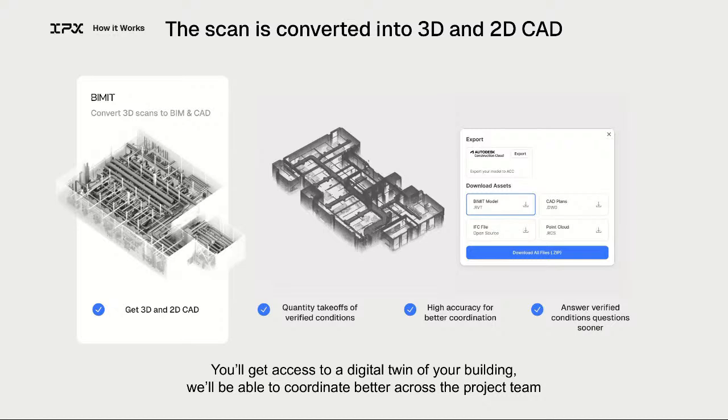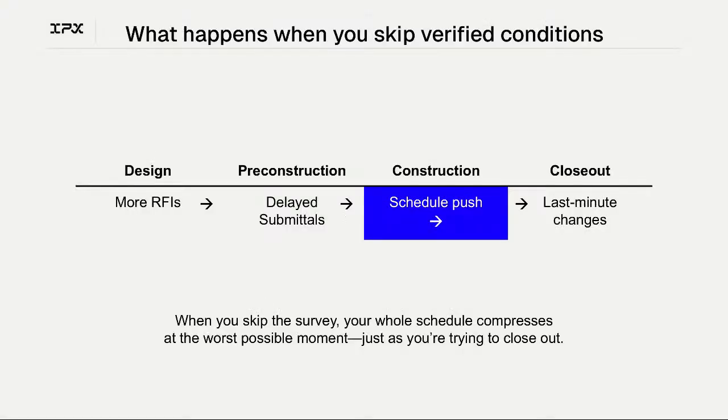And then, how does this get converted to CAD? What can you do with it? Things like quantity takeoffs of verified conditions. To round this out, when you're making the pitch for them to put that line item in, you really want to make sure they understand what will happen when they skip verified conditions.